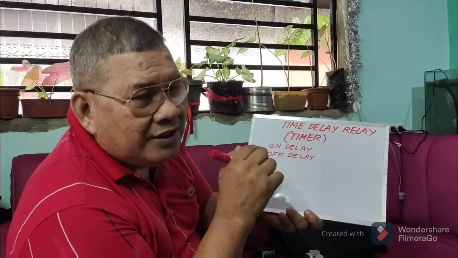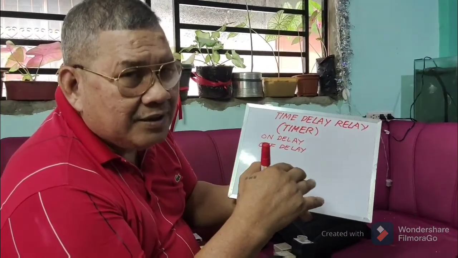So when we say on delay, you press the button, for instance, no? There is already current in the circuit, but you will notice that the device is not working because there is a presetted time. So if you want to run the motor 5 minutes after pressing the button, then you need an on delay timer. If you want to run a certain device, then it will only run after 5 minutes after pressing the button, then you will use timer.